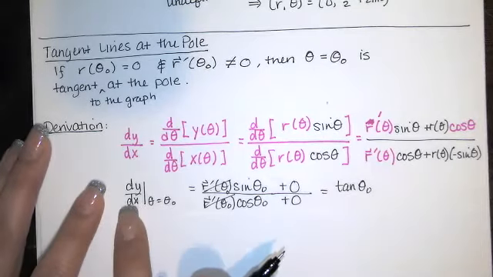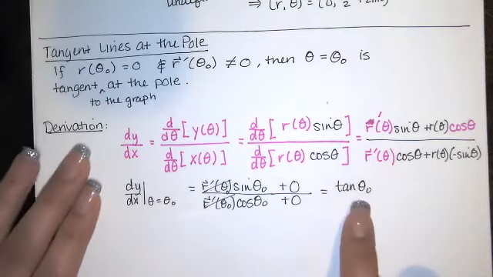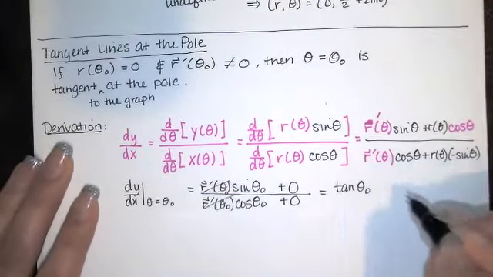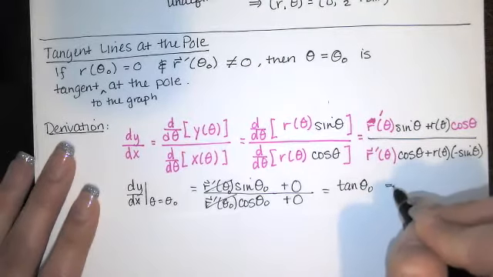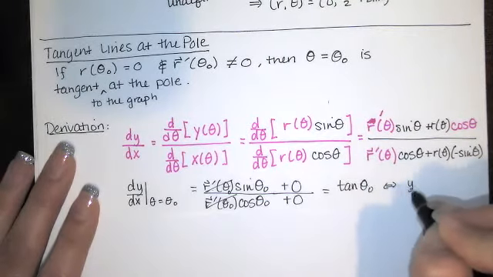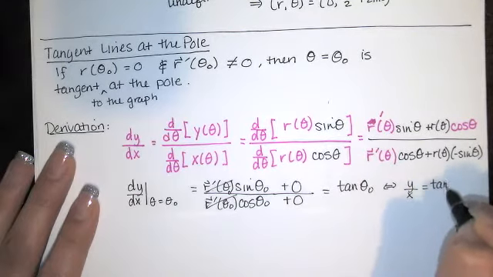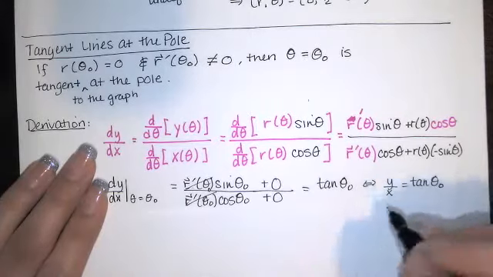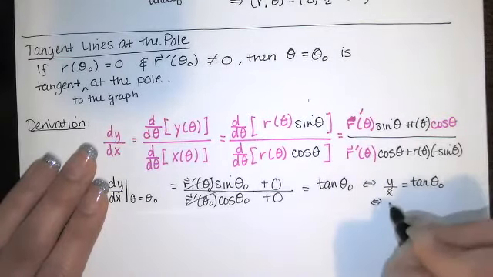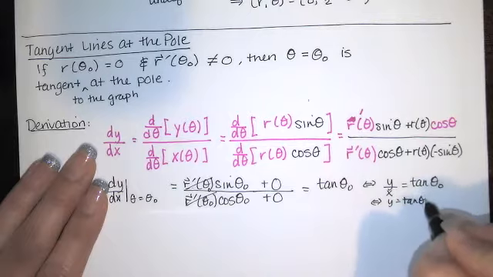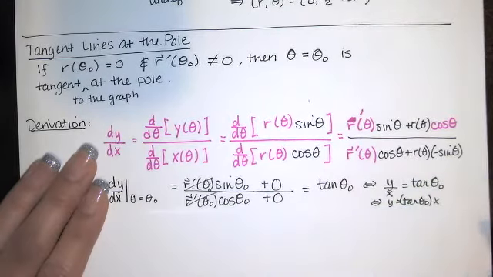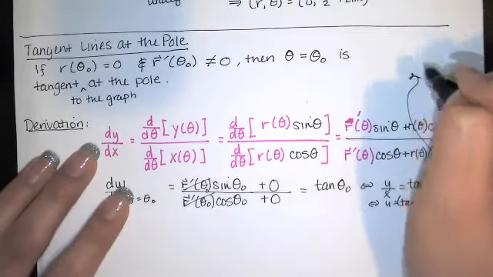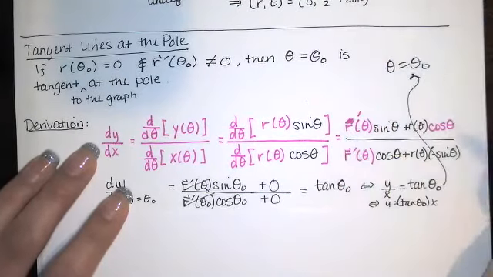Well, the slope is equal to the tangent of theta naught when y over x is equal to tangent of theta naught, which means that y is equal to tangent of theta naught times x. And that is equivalent to the equation in polar coordinates, theta equals theta naught.